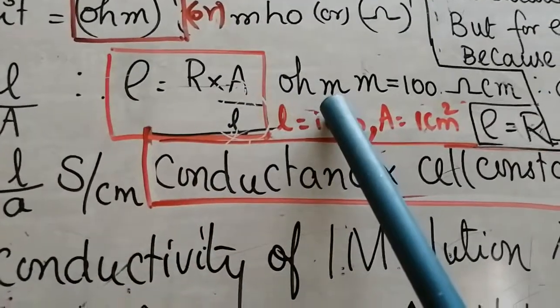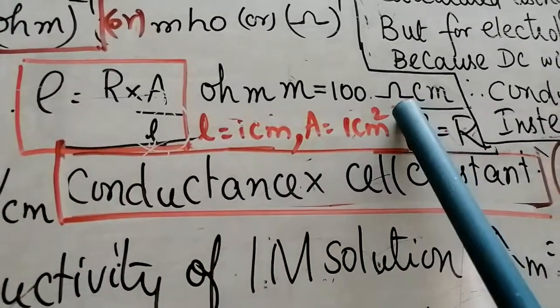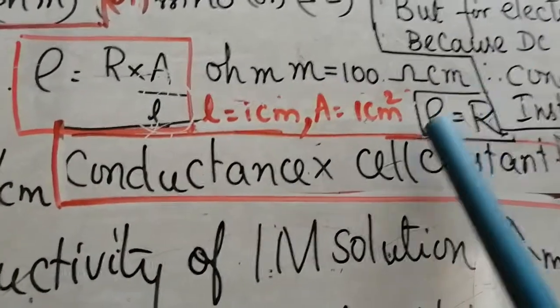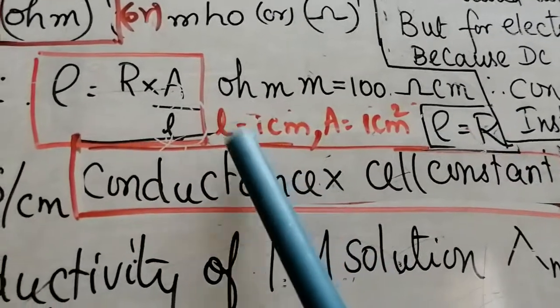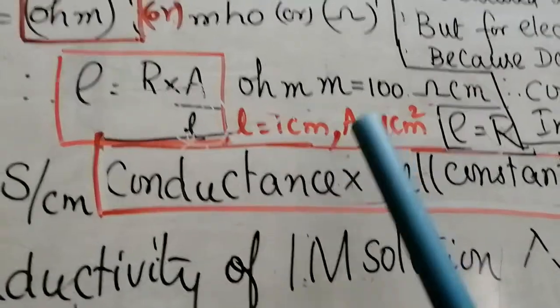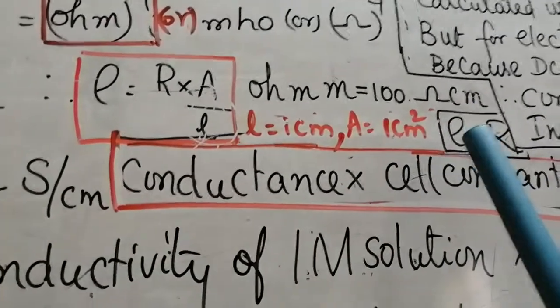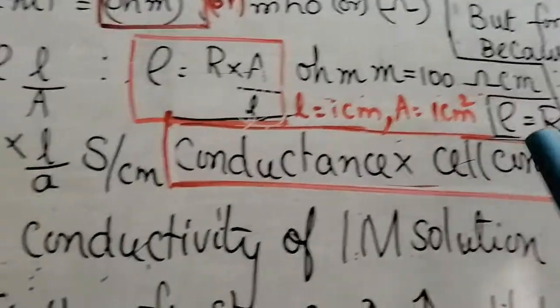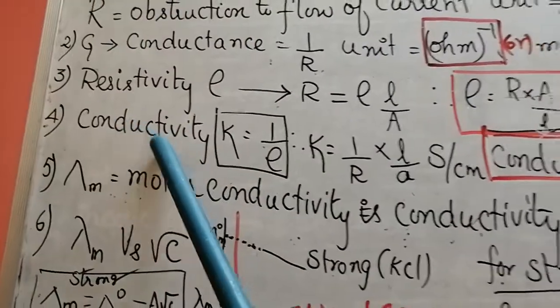So it will become ohm meter, which is equal to 100 ohm centimeter. When will resistivity become resistance? When the length becomes 1 centimeter and the area becomes 1 centimeter square, then definitely resistivity will become resistance. Now let us go to the next term, conductivity.